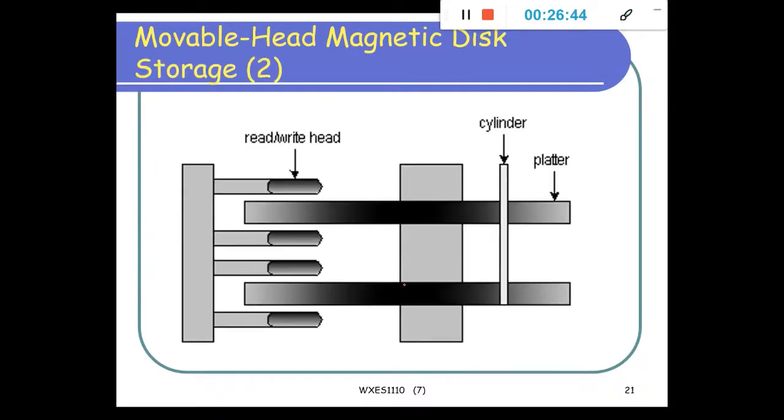So this is a cross-section of the movable magnetic head. You have a read-write head, up and down here, and you have a platter, and this is a cylinder moving. You're moving the read-write head. So this is a disk pack, several platters stacked onto a common central spindle, separated by some space to allow the read-write heads to move between each pair of disks.